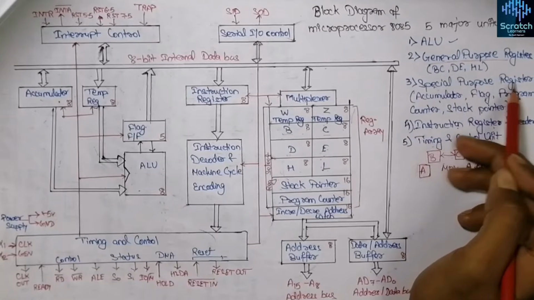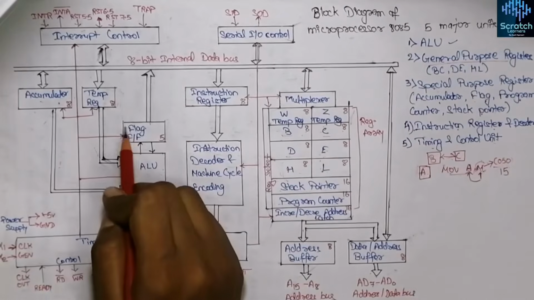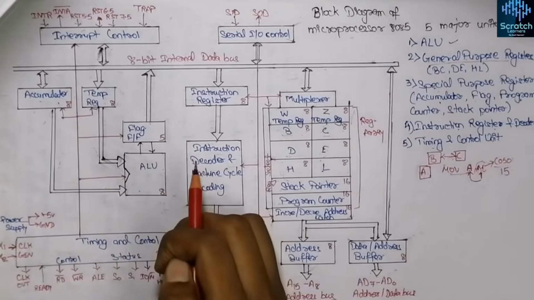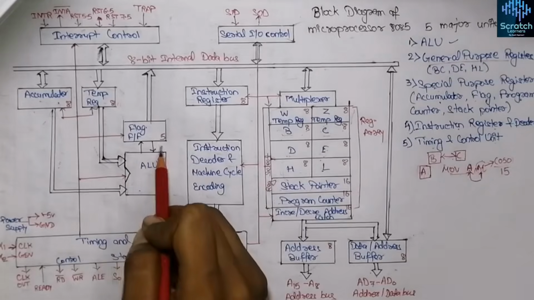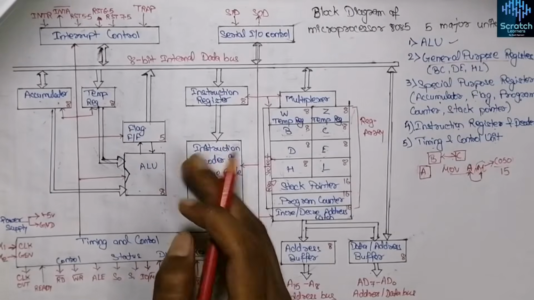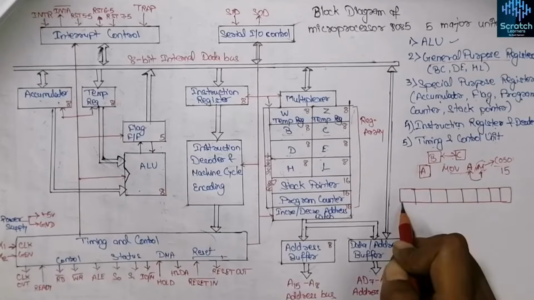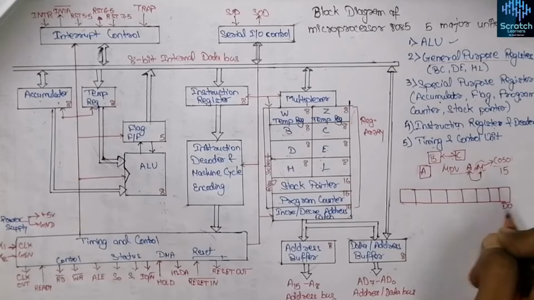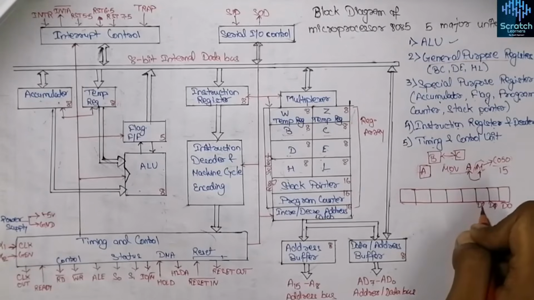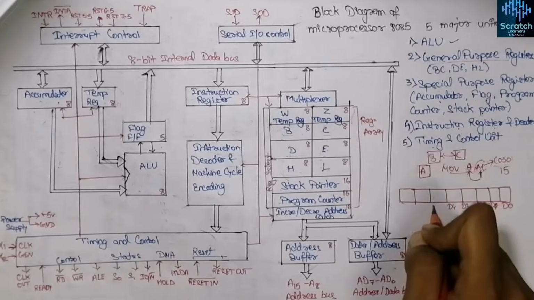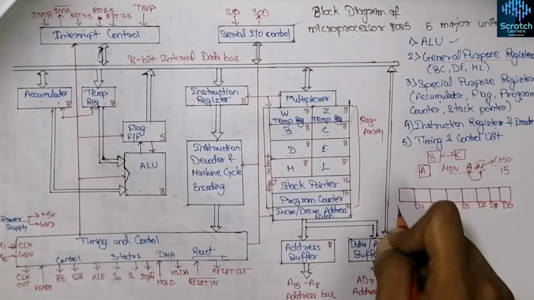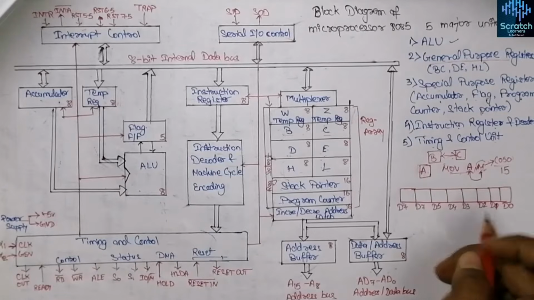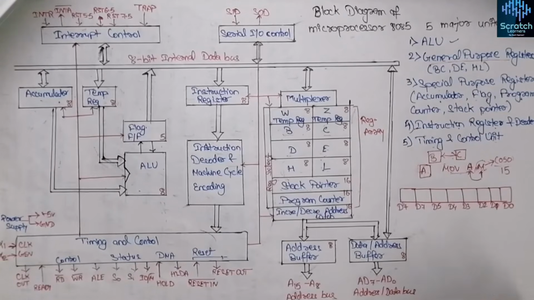Now the next special purpose register is the flag register. That means this one. The flag register is also an 8-bit register and it is used to indicate the status of the recent arithmetic or logic operation. So let this be the flag register, of 8 bits. So we have bits D0, D1, D2, D3, D4, D5, D6 and D7. These are the 8 bits of the flag register and it contains some data in these bits.